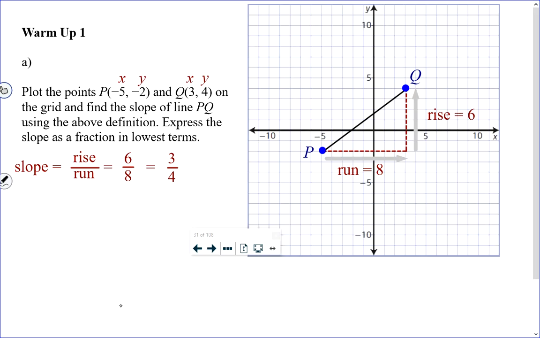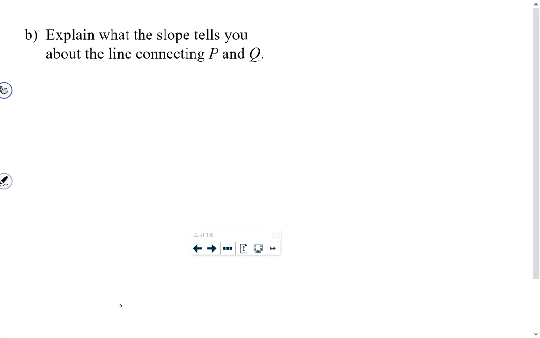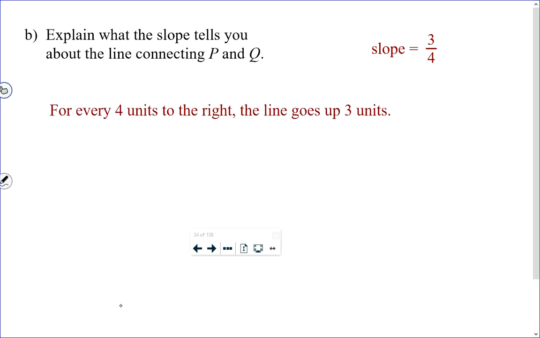So that's warm-up 1A. B, what does that tell us about the line connecting P and Q? So the slope was 3/4. Don't forget that's rise over run. What that means is that the line goes up 3 units for every 4 units to the right. For every 4 units of run to the right, the line goes up 3.